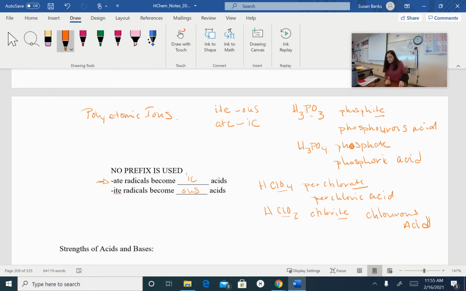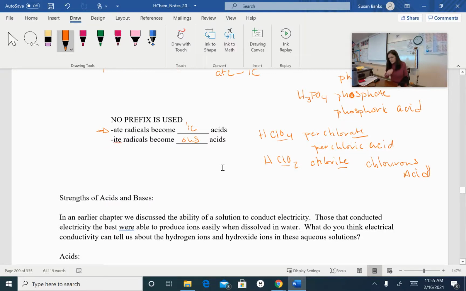Okay, so you really have to be paying attention to the end of the radical's name. If it's ite, ITE, you're going to change it to ous. If it's ate, ATE, you're going to change it to ic. Okay? Next time, we're going to talk about the strengths of acids and bases and learn which ones are strong and which ones are weak and how we can tell the difference and what that means.